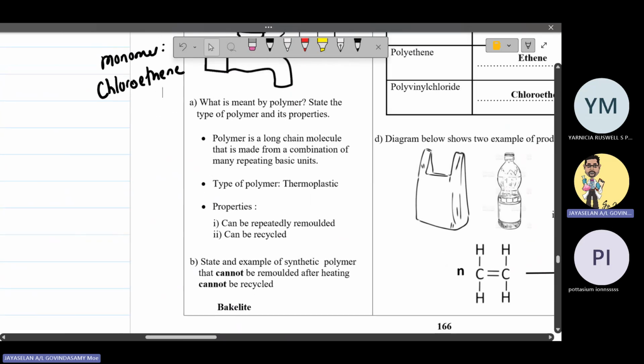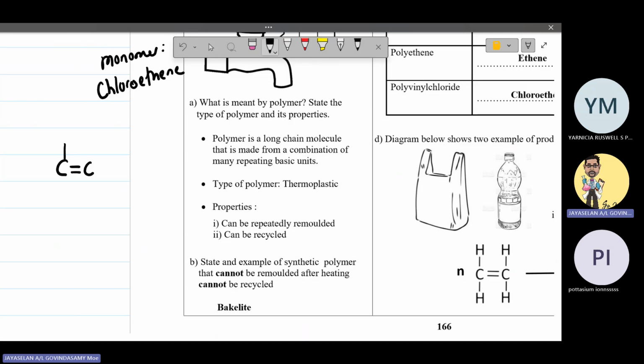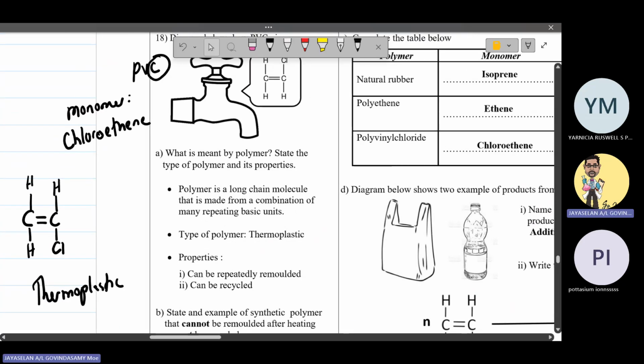What is the molecular structural formula of this chloroethene? You put C double bond C, with atoms above and below. You put one chlorine and H, H, H. So you already score 1 mark. Any question? This PVC belongs to what type of synthetic polymer? It should be thermoplastic. Thermoplastic synthetic polymer. So what is meant by polymer?